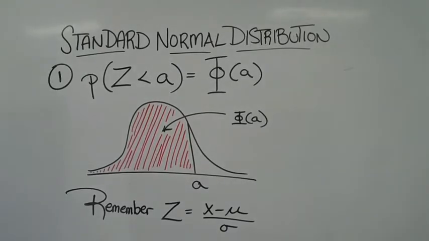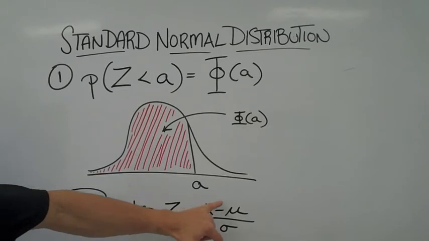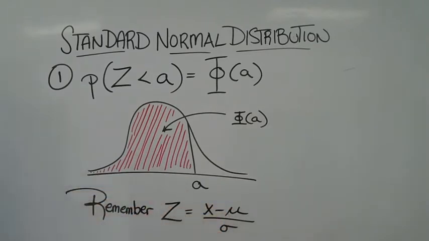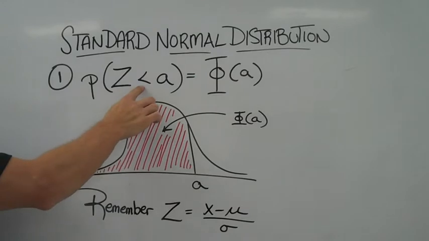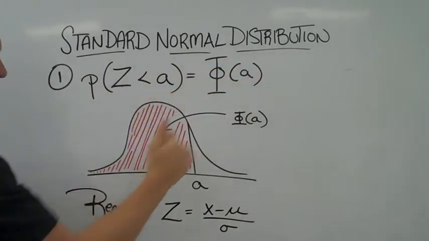Well, what does this z-value tell us? Remember that the z-value is simply the value you get minus your average divided by your standard deviation. That's going to help us convert to a standard normal curve, or a standard normal distribution. The probability that your z-value is less than a, I call this Φ of a.